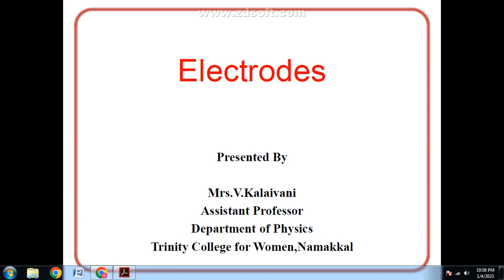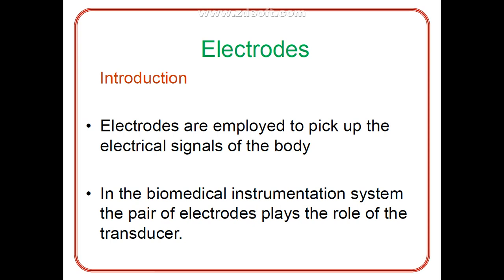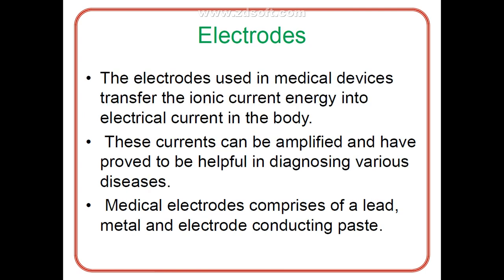I am going to discuss electrodes. First, we discuss the introduction of electrodes. Electrodes are employed to pick up the electrical signals of the body. In the biomedical instrumentation system, the pair of electrodes plays the role of the transducer. The electrodes used in medical devices transfer the ionic current energy into electrical current in the body. These currents can be amplified and have proved to be helpful in diagnosing various diseases. Medical electrodes comprise a lead, metal and electrode conducting paste.